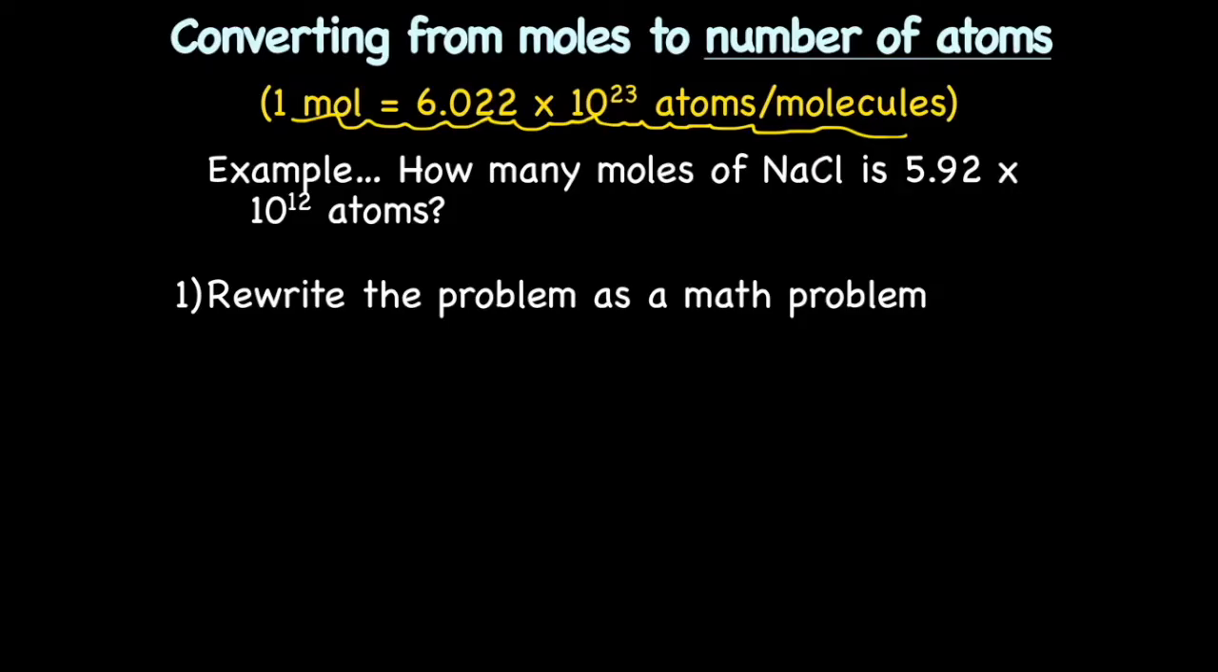Okay, so the first thing we want to do is rewrite the problem as a math problem. And to do that, we need to know what we know and what we're trying to find out, so our x. So first of all, what we know is that we have 5.92 times 10 to the 12th, and I wrote atoms here, which is incorrect because NaCl is a molecule. A molecule is a group of atoms, and an atom would be like just the Na. All right, so my known is 5.92 times 10 to the 12th molecules.